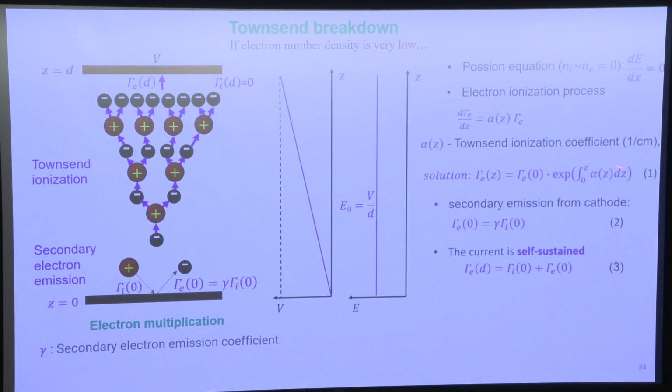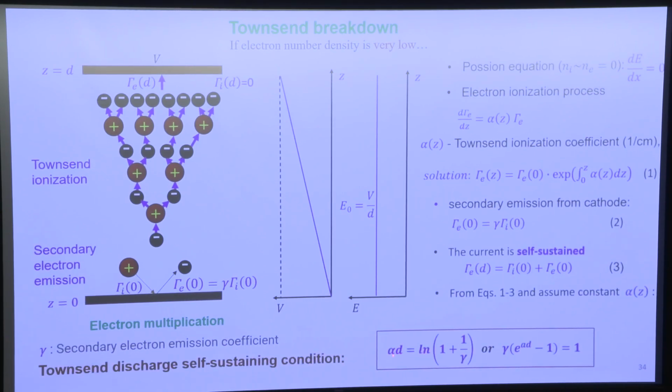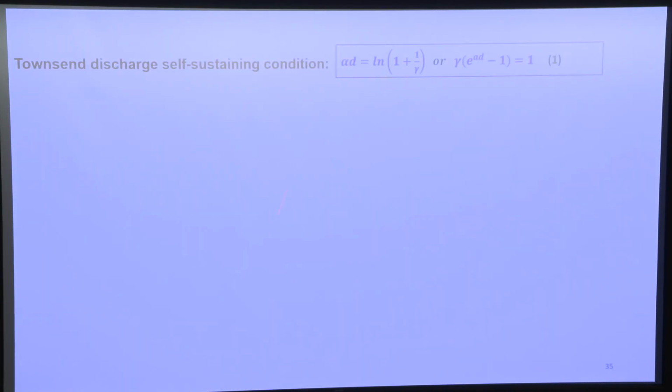If you substitute the 3 equations together, what do you get? You get that alpha, the ionization coefficient, times the distance between the electrodes equals the log. At this condition, breakdown will happen. It's continuous, self-sustained. So this is called Townsend discharge, the self-sustained condition. This dictates at what voltage breakdown will happen. Okay, so let's continue. This is the equation that dictates Townsend breakdown.